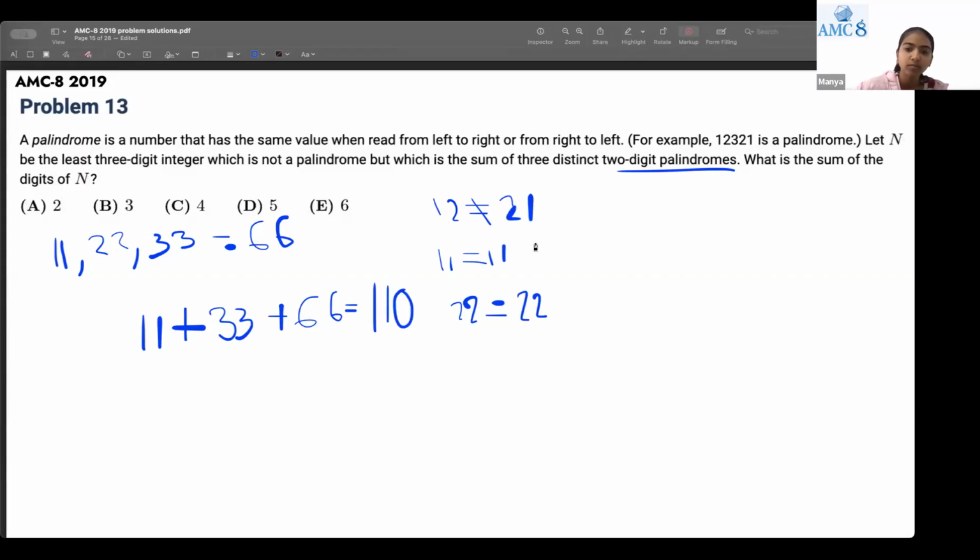And we can think of the largest numbers, so 77, 88, and 99. This will easily be a three-digit palindrome, but it's probably not going to be the smallest one. And so once again, they want the smallest one. And so another one can be maybe 22, 33, and 55.